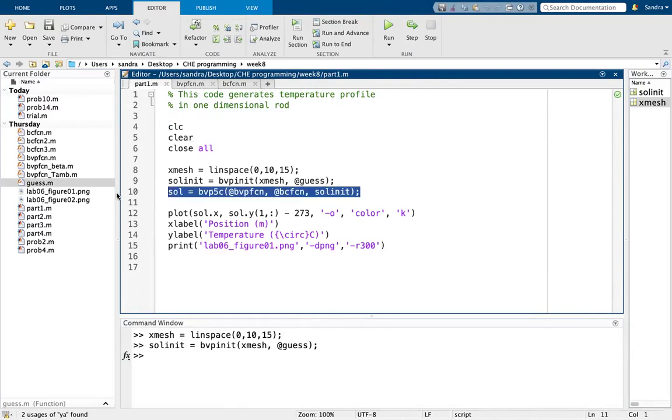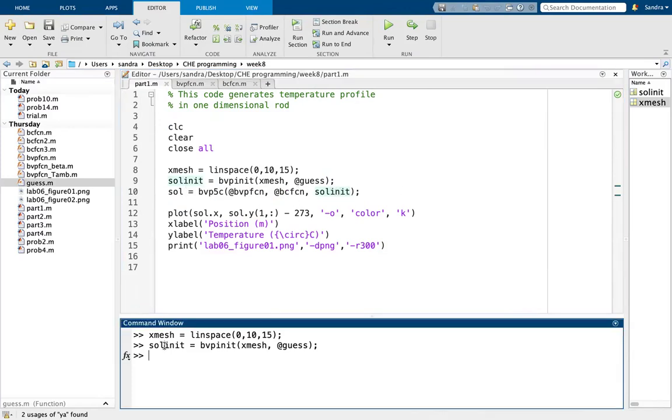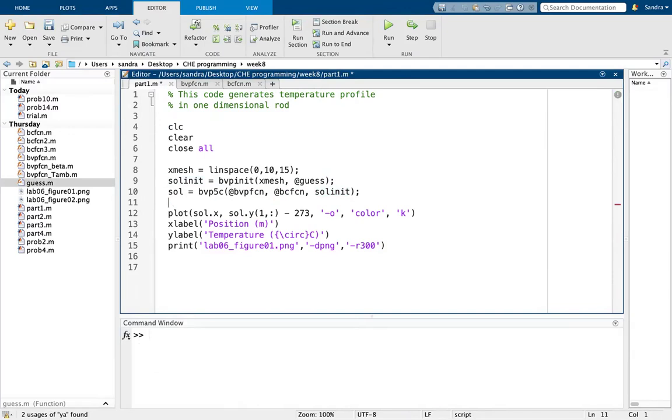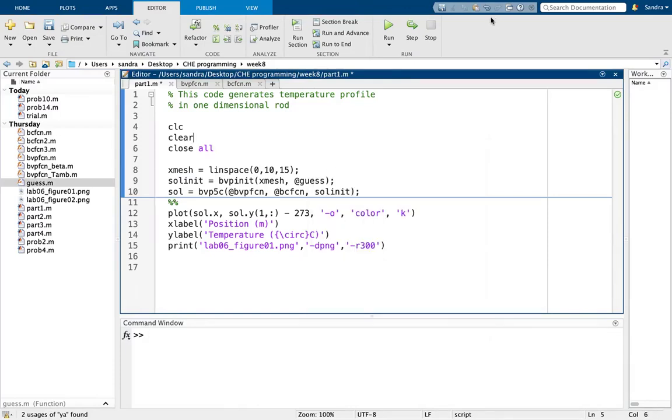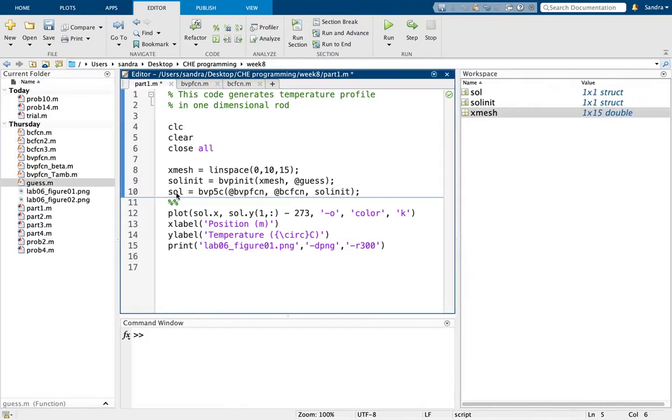So I have done all the subsections. I have the ODE function. I have the boundary value function. I have initialized also. Now I run this code. Clear, clc. I'll just run this section by section. This is the most important part of the code. Once you have understood this, it is pretty easy. Yeah, run section. I've run the section here and I get the solution SOL.